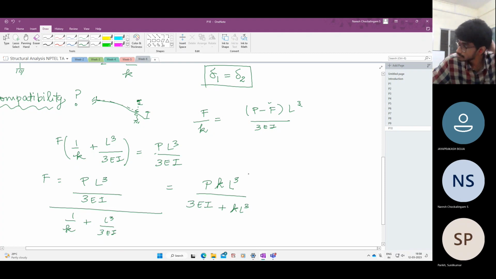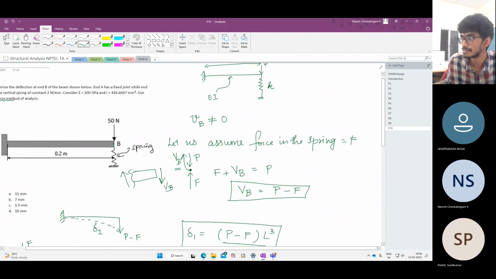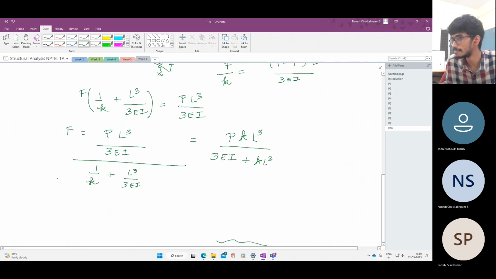So this is the force in the spring. We have determined the force in the spring, but what is asked in the question? They're asking the displacement. What is the deflection of the end B? So how do you determine it? The deflection of the end B, from our compatibility condition, is the same as delta 1, which is also the same as delta 2.